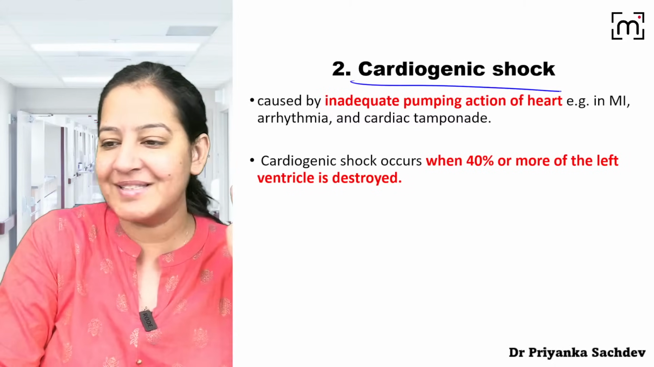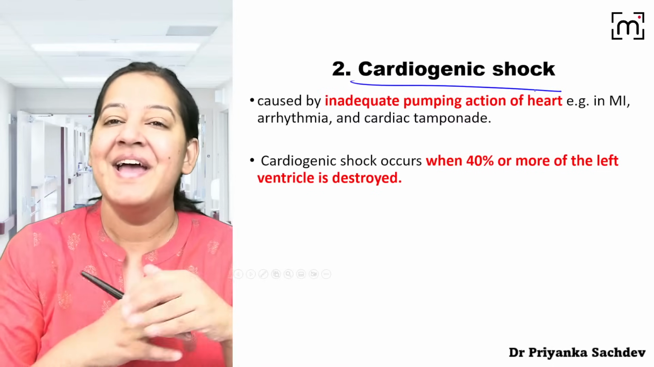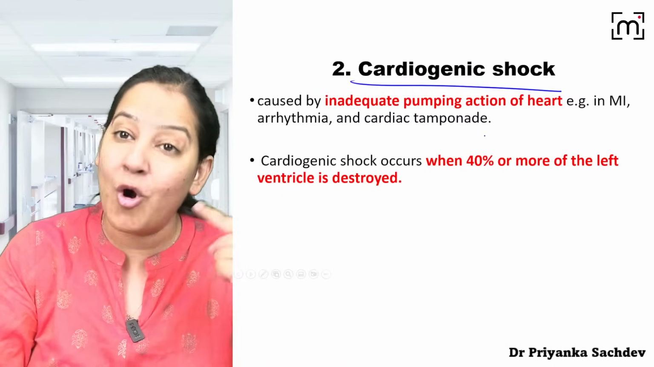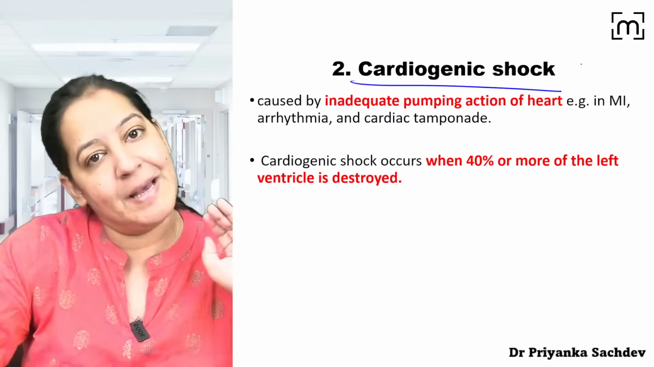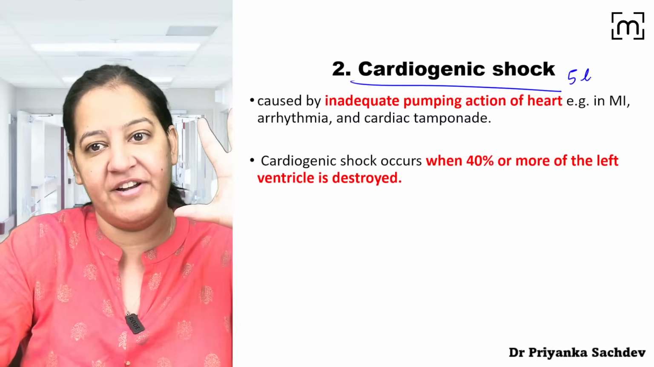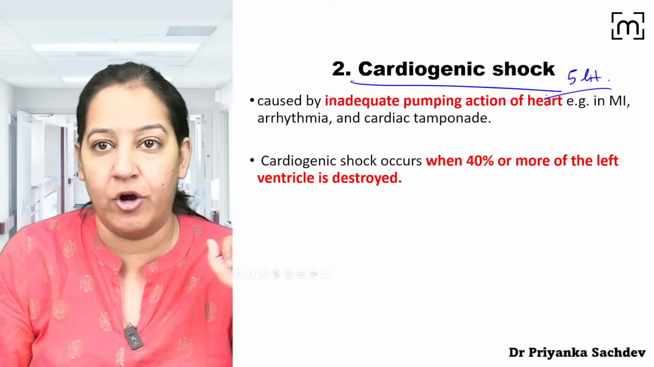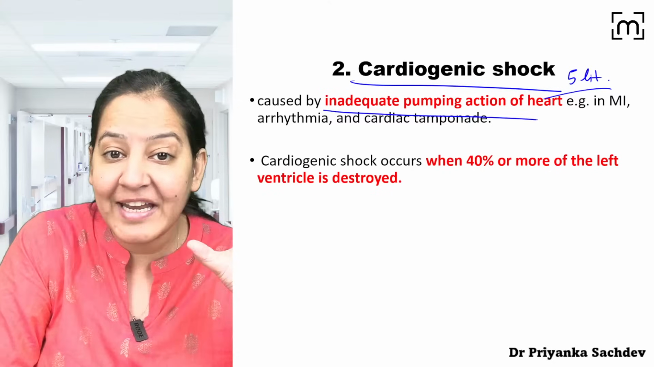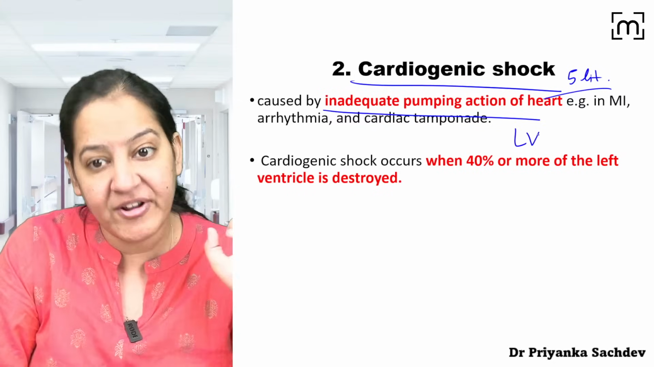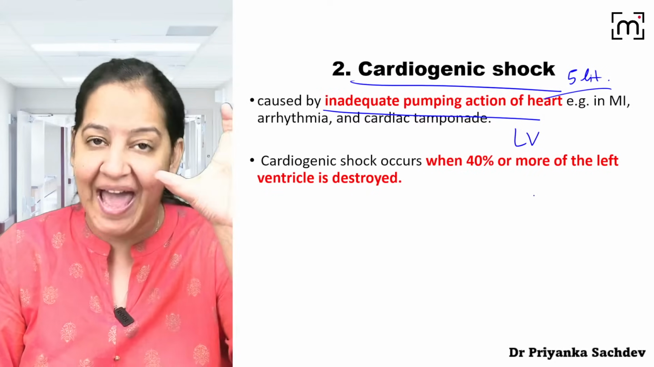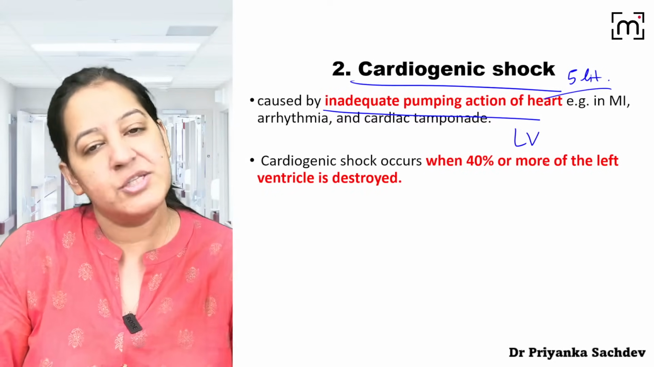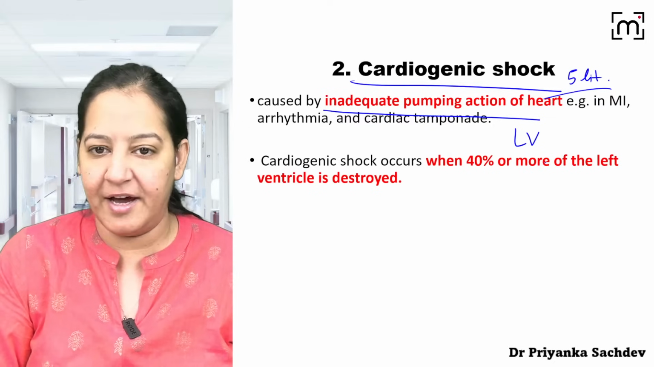The second type of shock is cardiogenic shock. As I have told you, it is also known as normovolumic shock, in contrast to the previous one. Here, the blood volume is absolutely normal. The patient is having 5 liters of blood. The problem is inadequate pumping of the heart. The left ventricle is not pumping properly. The systole of the left ventricle is not adequate. It is not as vigorous as it should be, right? So inadequate pumping of the left ventricle is there.